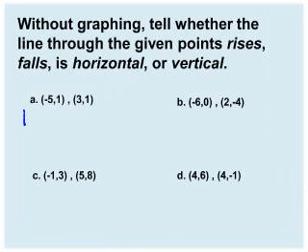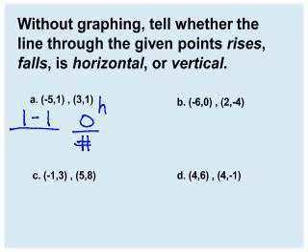So I'd have my y1 minus my y2 over, and right there I'm looking at that, and that's going to give me a 0. So I'm going to get 0 on the numerator, and I'm going to get a number on the denominator. So because I get the 0 here, I know right away this is a horizontal line, so I'm just going to say that it's horizontal.